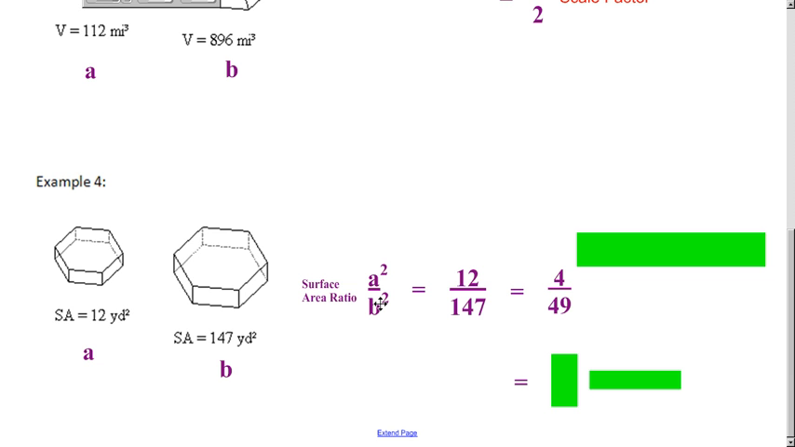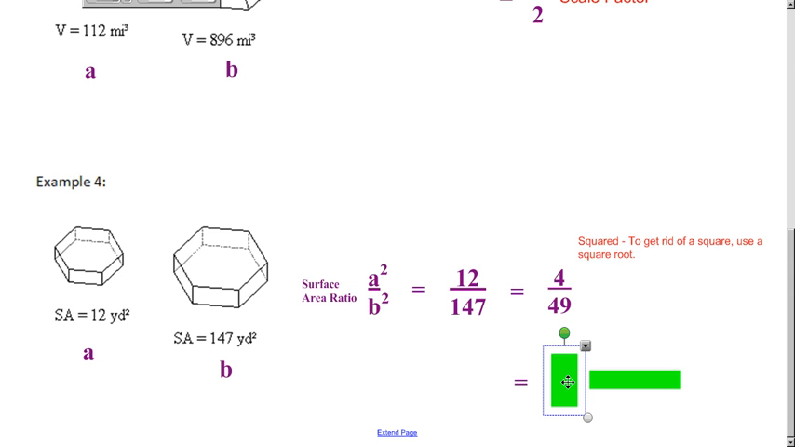Now remember, 4 over 49 is a squared, b squared. We want the scale factor. The scale factor is a over b. To get rid of a square, we've worked at getting rid of a square a lot with the Pythagorean theorem and many other things. To get rid of a square, we're going to use the square root function. So basically, we take the square root of our numerator and the square root of our denominator. The square root of our numerator is 2. The square root of the denominator is 7. And that is our scale factor. So the scale factor in example 4 is 2/7.